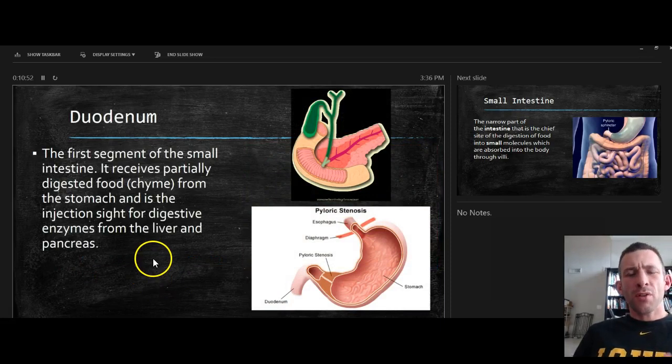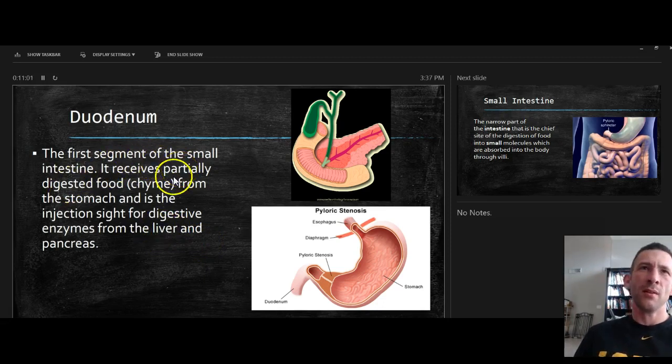So let's go to the duodenum and talk about the duodenum. The duodenum is where all this stuff happened with the pancreas and the liver and the gallbladder, where they were injecting their enzymes. This is the first segment in the small intestine, and it receives partially digested food, this chyme. And this is, again, the injection site for all these enzymes.